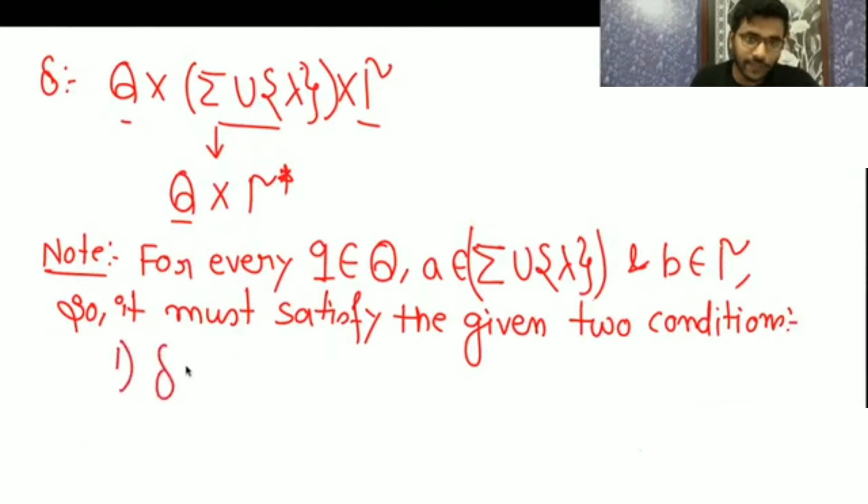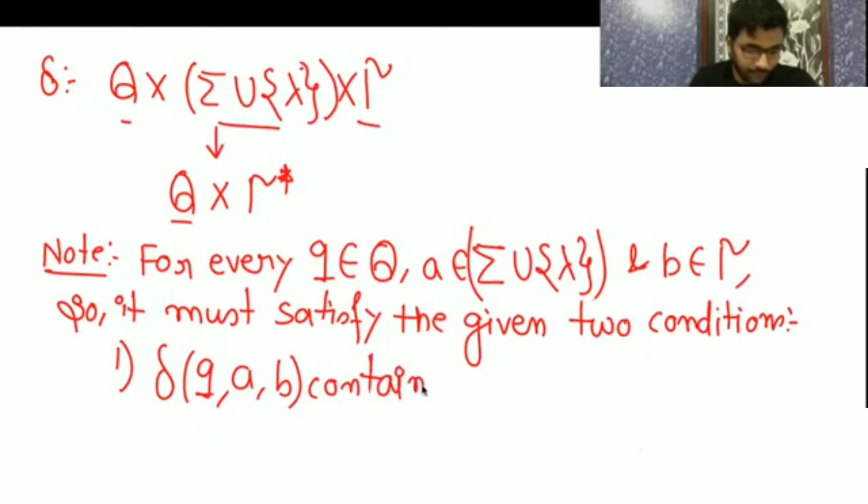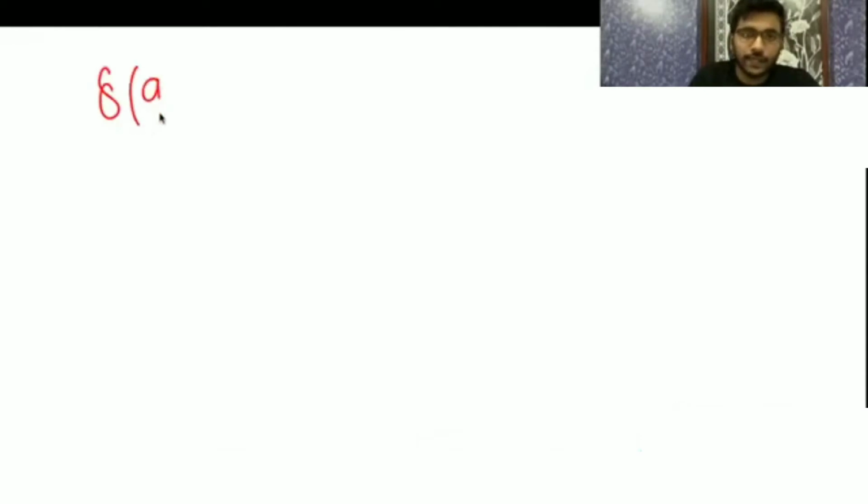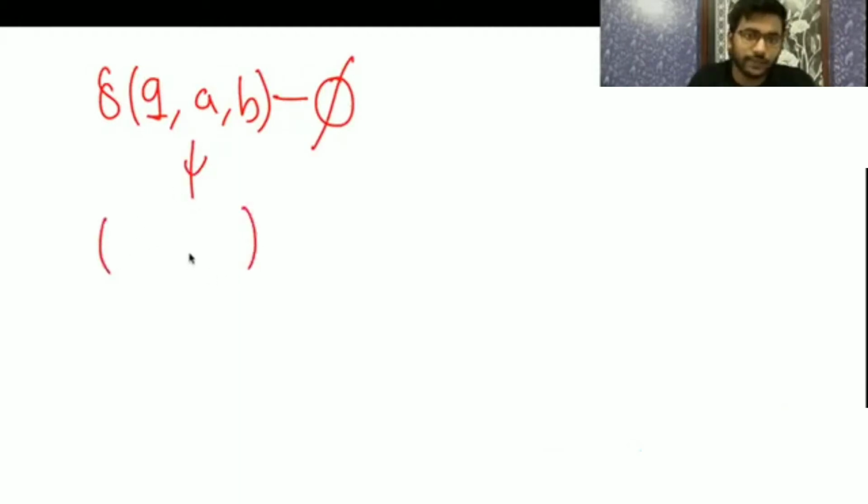Okay, one is delta of q, a, b contains at most one element, at most one element. So it is saying that one state, by getting some input alphabet and by seeing the top of the stack, contains at most one element. That means at most one move is possible. You write move, then it will be easier to understand. Contains at most one move. Okay, it means delta on getting q on b can be empty also, or a maximum of one move. It can go to some state and it will do something.